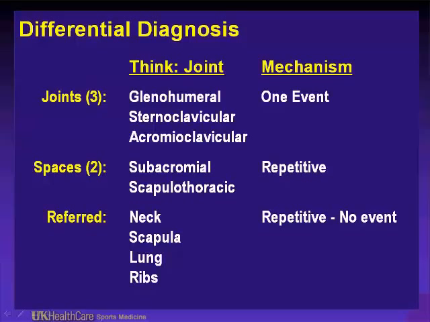Referred pain. Typically this is repetitive, no specific event. There can be referred pain to the shoulder from the neck, a cervical disc problem, from the scapula. From the lungs, you can have an apical tumor in the lungs that will give shoulder pain. You can also have rib problems, such as a stress fracture of the rib or a cystic problem with the rib. I've seen a couple of aneurysmal bone cysts that refer pain to the shoulder. So if it doesn't seem typical, think about a referred pain from the neck, lung, or ribs to the shoulder.